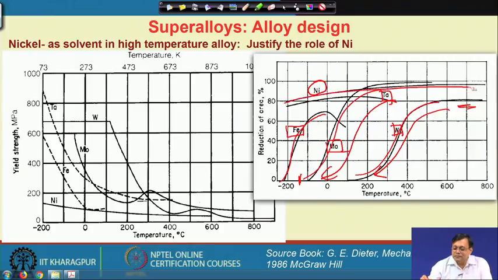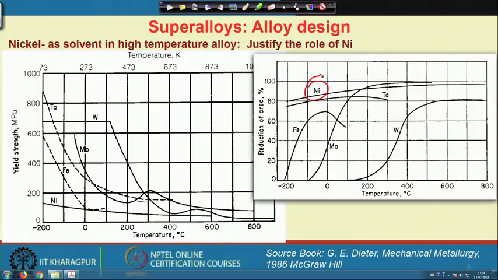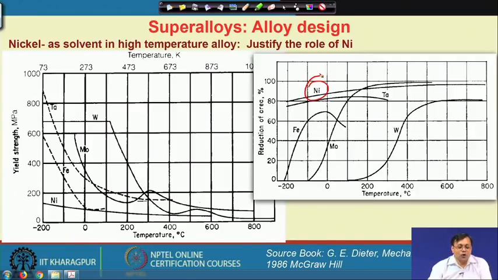whereas nickel has a very wide range of very similar reduction in area throughout a range from minus 200, where a plane has to land in a polar region, to a very high temperature when it will be under operation. So, throughout this range it has very similar properties, and this is a very important aspect to choose an FCC metal for this particular high temperature application.